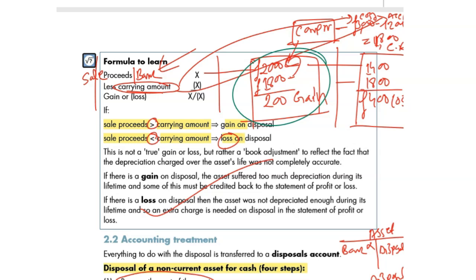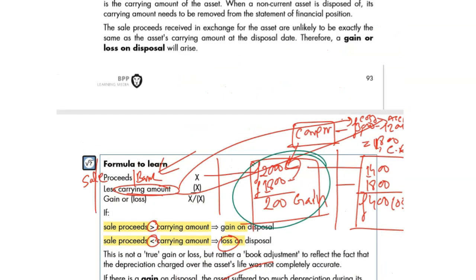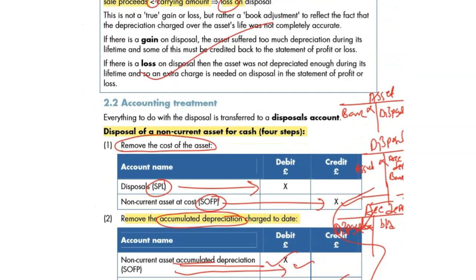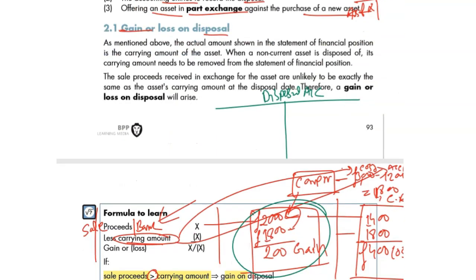This box. Let me show you how we did the disposal account. Let's assume this is a disposal account. So the first thing we did is disposal debit. The first, to remove the non-current asset, disposal debit, non-current asset credit. So disposal debit, cost of the asset. Cost of the asset, I said 3,000. Yeah, 3,000.